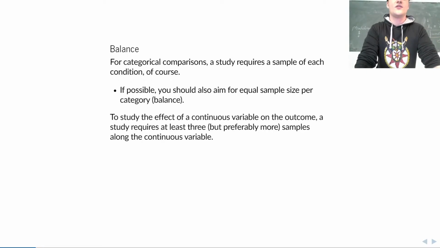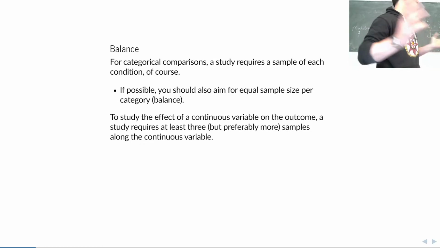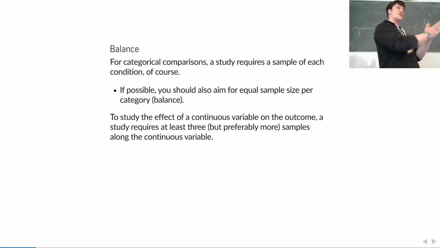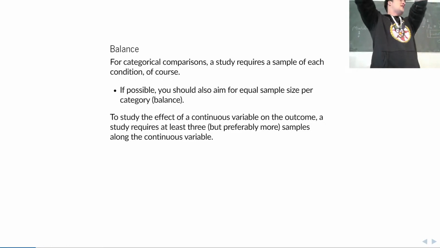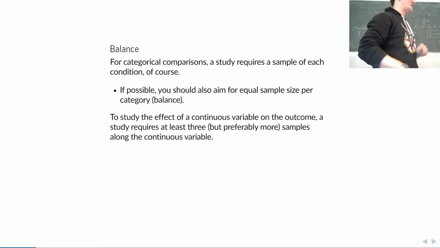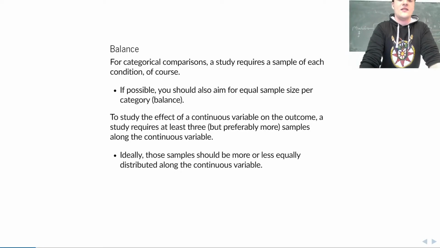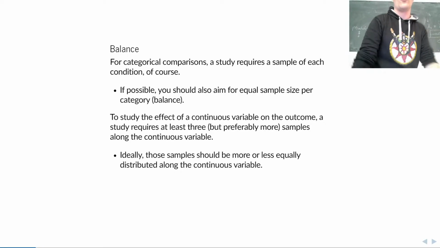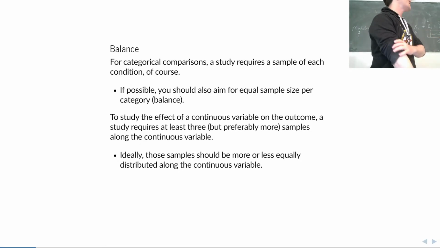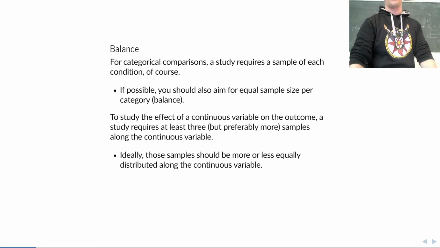If you are studying a continuous variable, it's a bit harder to explain what balance is because there aren't groups. It's a range across which you can sample, but still you can have balance across a continuous variable by uniformly distributing your sample across different ranges of concentration, for example. If you only have one observation of a low concentration and a lot of observations at the higher concentrations, that would be unbalanced. Ideally you want your samples to be more or less equally distributed along continuous and categorical variables.